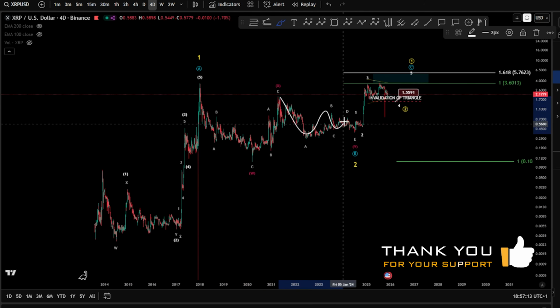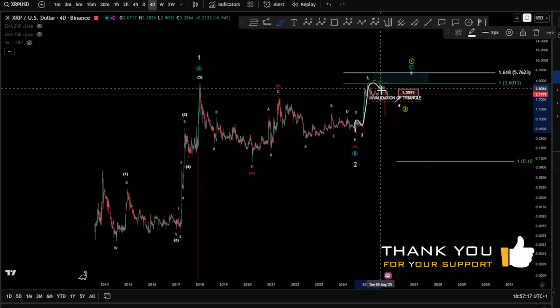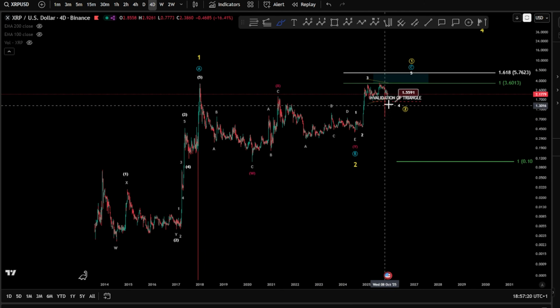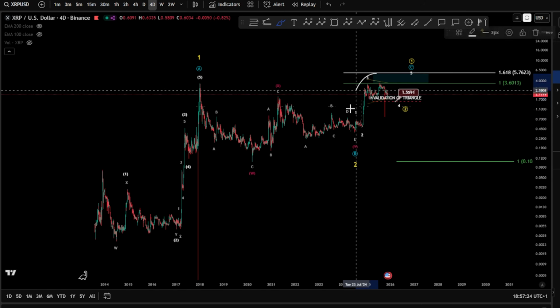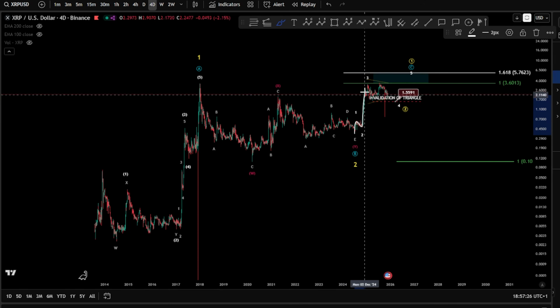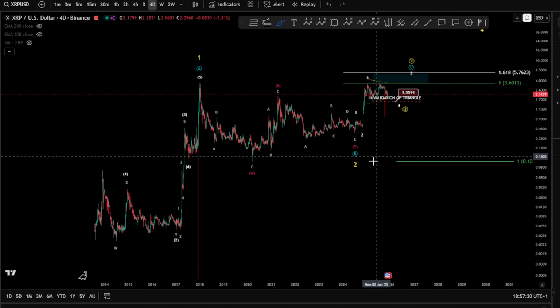Your wave Y is a triangle here, A, B, C, D, E finished, and we have an impulse, probably finished, 1, 2, 3, 4, and a 5. Still looking for a wave 5 here, but there is another possibility where we probably have finished a 1, 2, 3, 4, 5. We're gonna see both scenarios right now on the lower time frame.